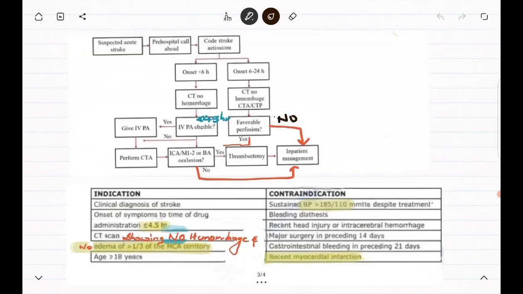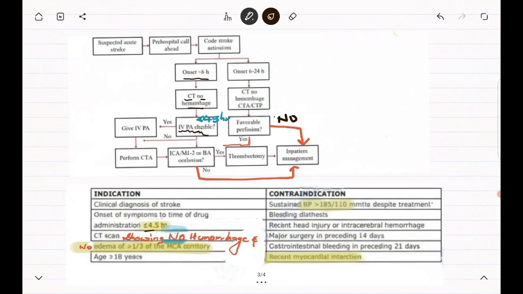If a suspected acute stroke patient comes, what we have to do first is get an NCCT for all suspected stroke patients. Now, if the onset is less than 6 hours, then NCCT head shows no hemorrhage. Now, if the patient is eligible for TPA, that is tissue plasminogen activator, eligible means the symptoms have started in less than 4.5 hours.